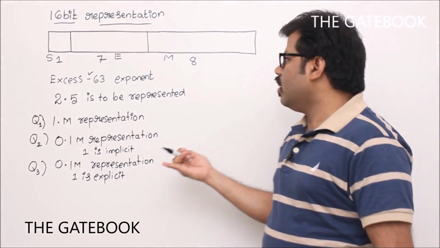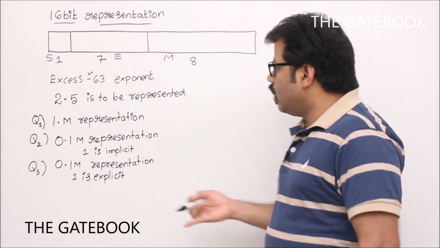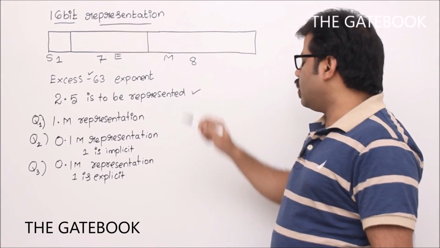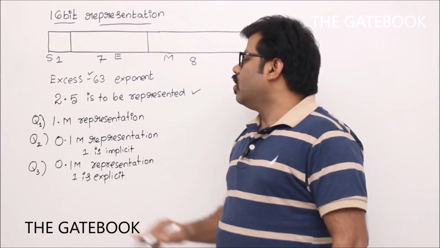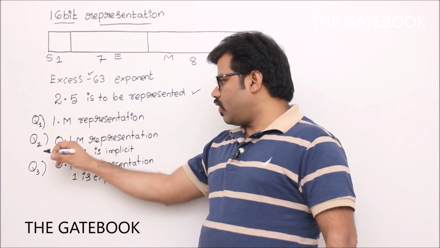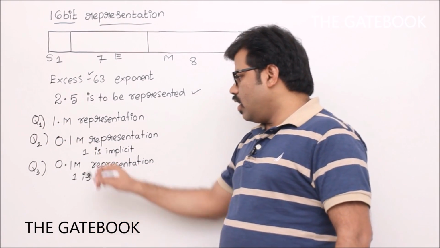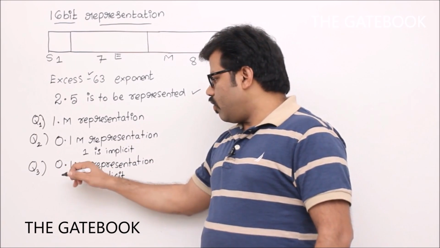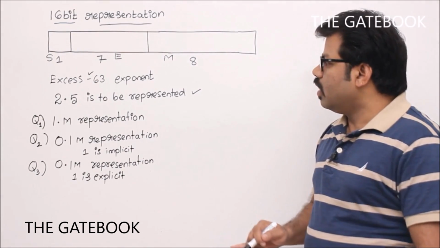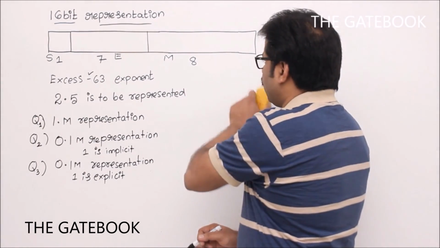So we know that, right? Like the bias is 127 in the other case. Now 2.5 is to be represented. That's the question. The data is 2.5. So there are three questions. One is the 1.m representation, the second is the 0.1m representation where the one is implicit, and the third is the 0.1m representation where the one is explicit. We will see them one by one. Let us begin with the 1.m representation.